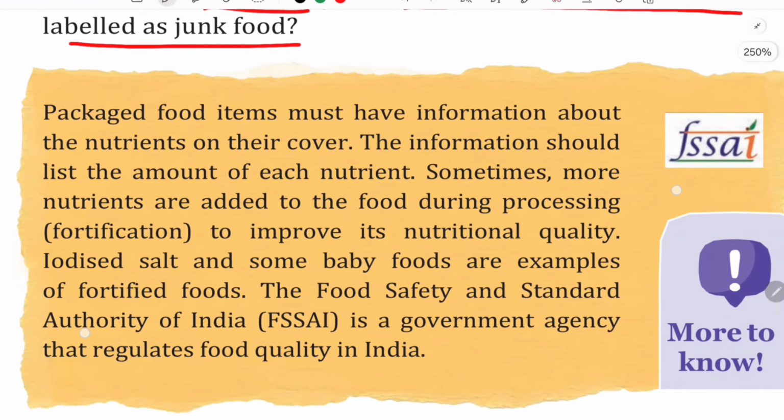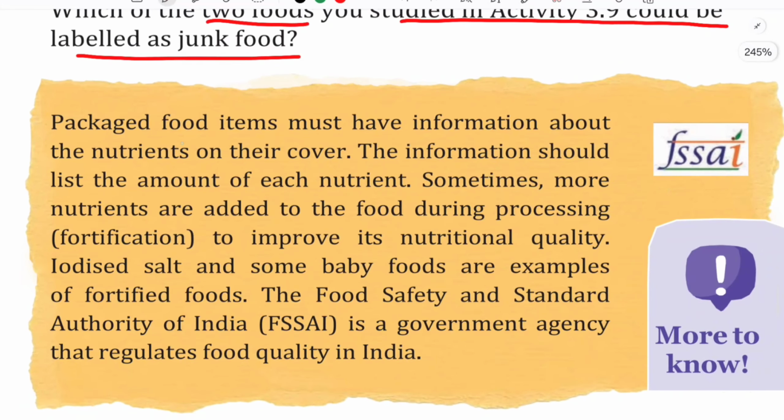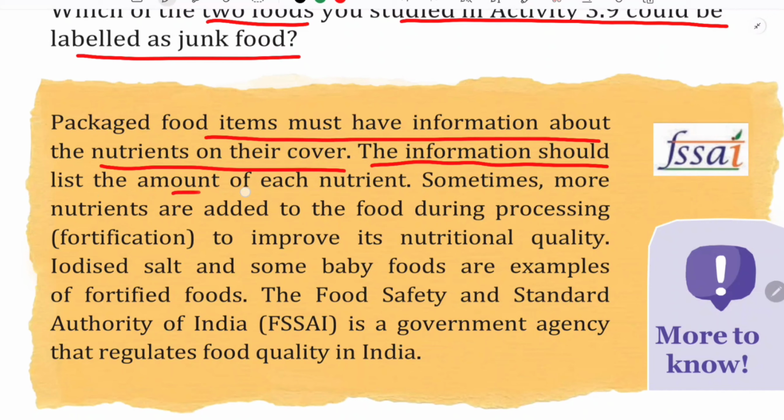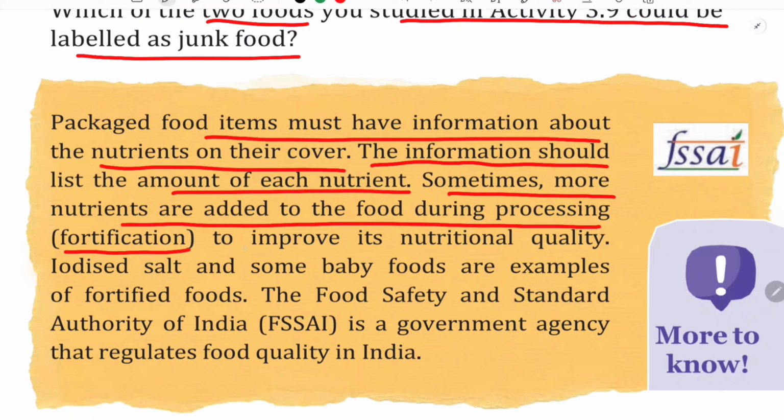So here let us see some information given here, okay? Packaged food items must have information about the nutrients on their cover. So usually in all the packet food, we have the information about the nutrients, isn't it? You can check it when you have that packet food in your home. The information should list the amount of each nutrient. Sometimes more nutrients are added to the food during processing, that is fortification, okay? Why? To improve its nutritional quality.